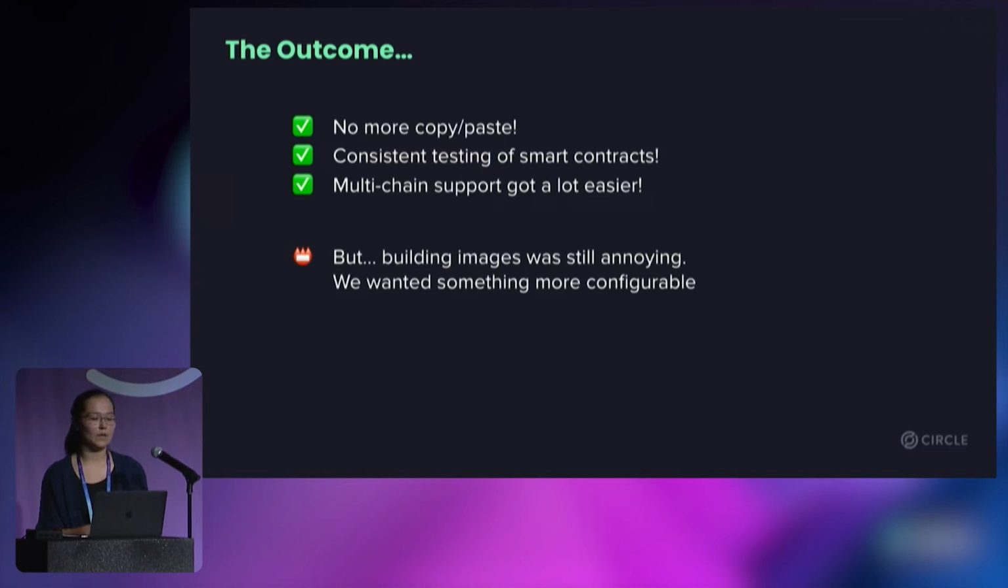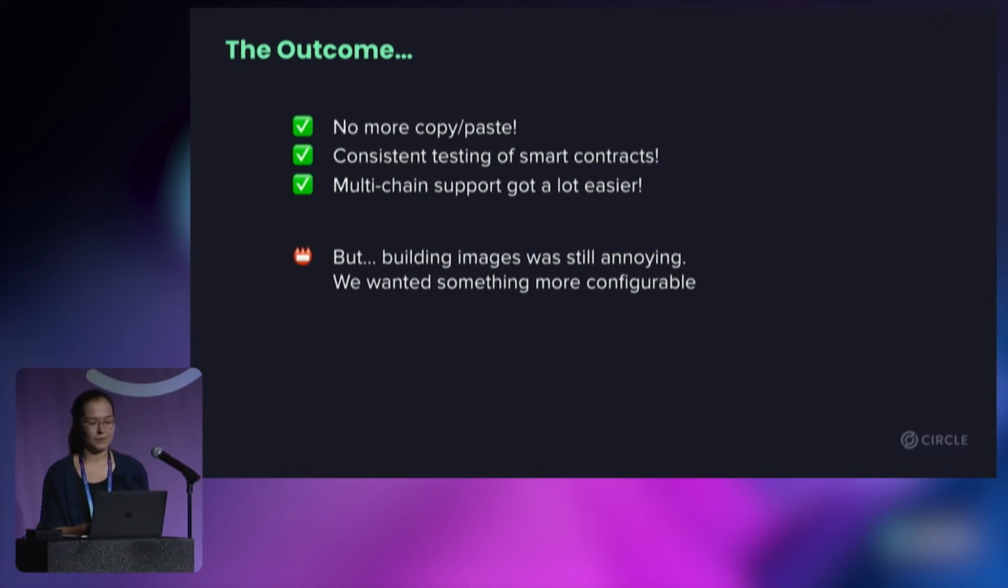But it still wasn't as configurable as we dreamed of. If we made new contracts that needed different compiler or test library versions, we had to build them new Docker images. And this is a one-time cost. It's not a huge deal. But it's certainly still a little bit annoying, and it kept us from always upgrading to the latest and greatest.